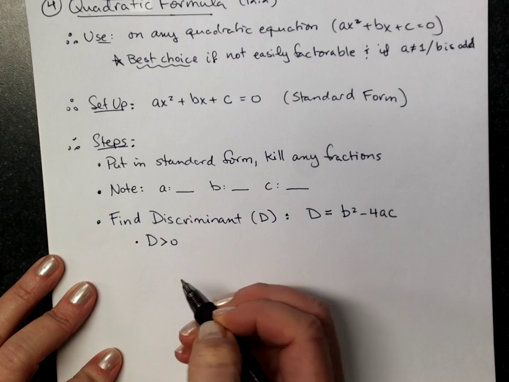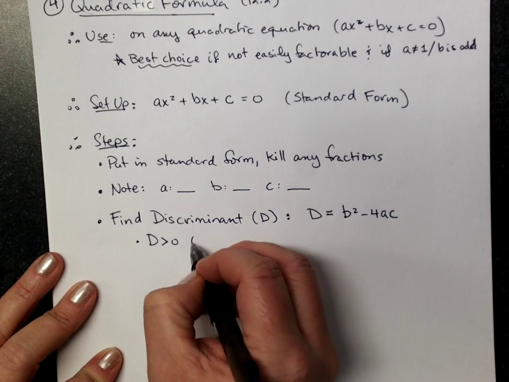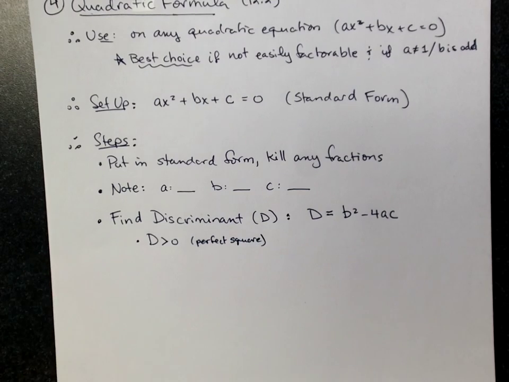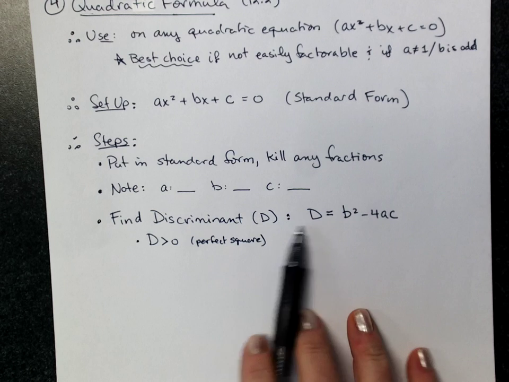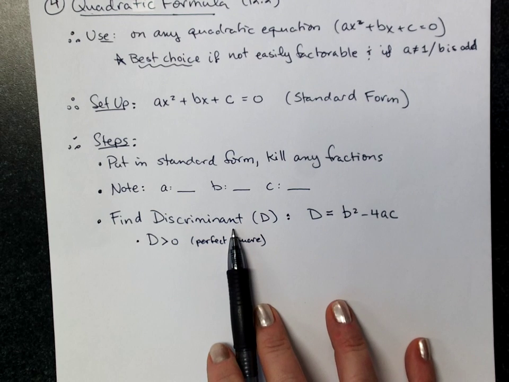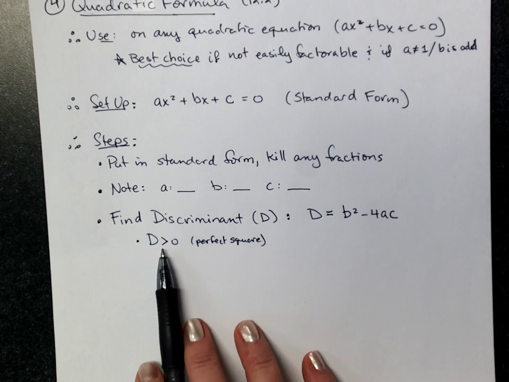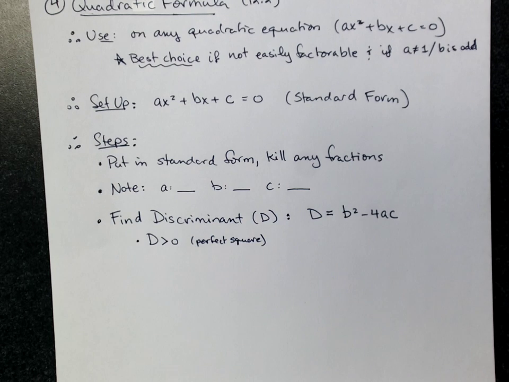D is positive, D greater than 0, and it's a perfect square. Now remember, D, the discriminant, is the radicand. And what happens to the radical sign if you have a perfect square as the radicand? Do you have any more radical sign? Let's say D was 49. Well, you plug in the formula, that's the square root of 49. What does that give you? 7. Do you have any more radical sign? No. So if D is positive and it's a perfect square, radical gone.